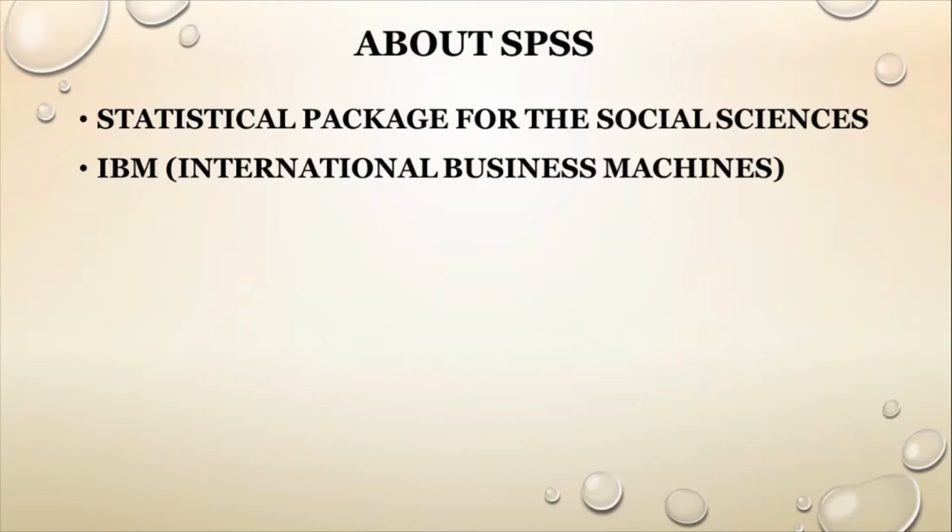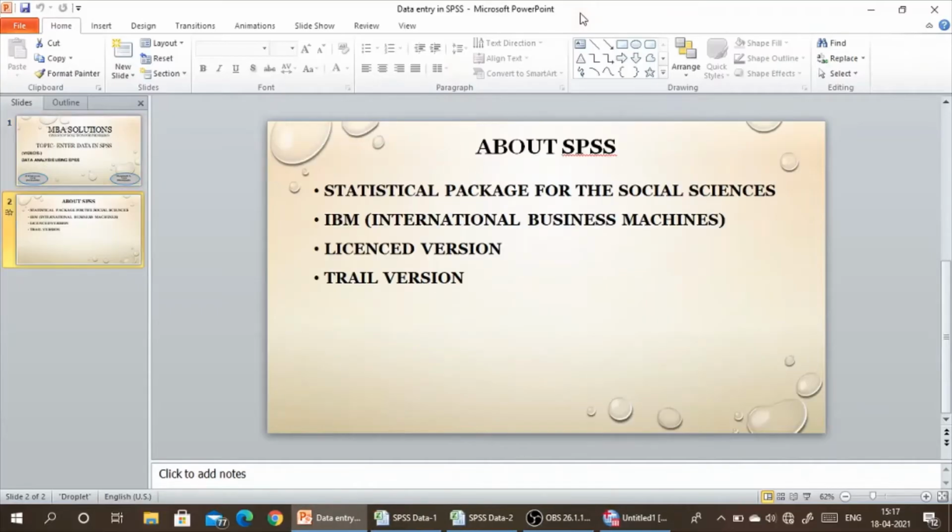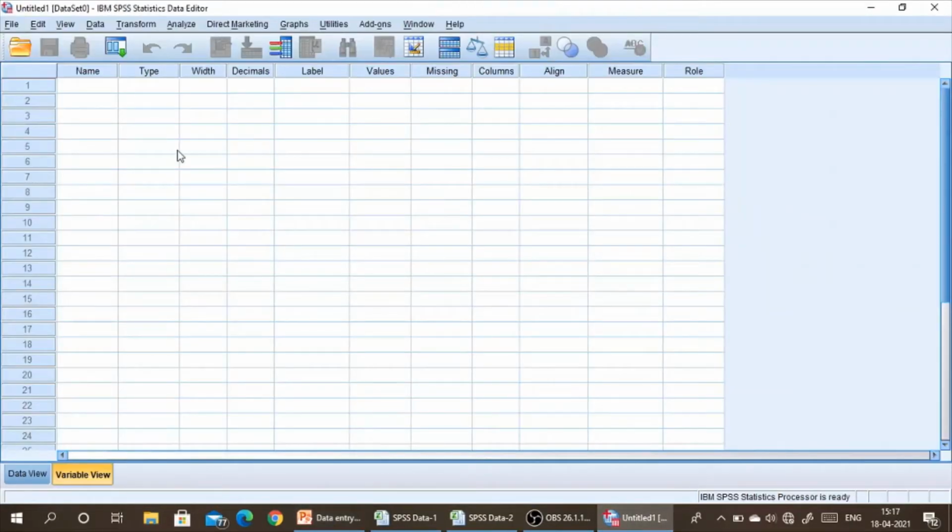world. SPSS software is available in a licensed version where we have to pay money to IBM and purchase the license of this software, and then we can use it. And we have a trial version also, which we can download for a limited period of time free of cost and use. Once that period is over, we cannot use SPSS. Now, let us understand how to export data to SPSS software.